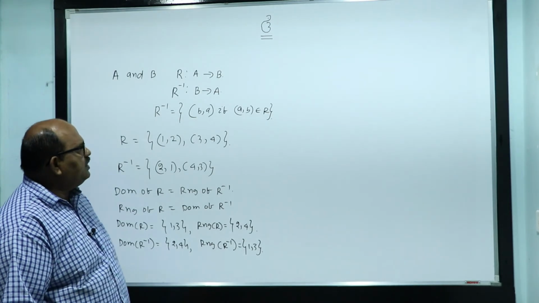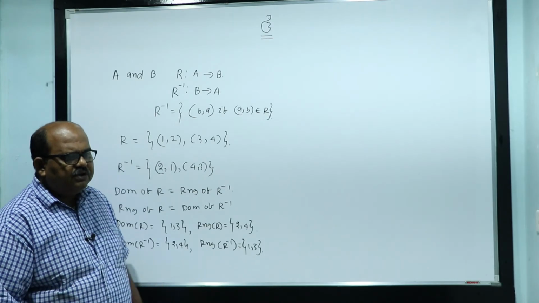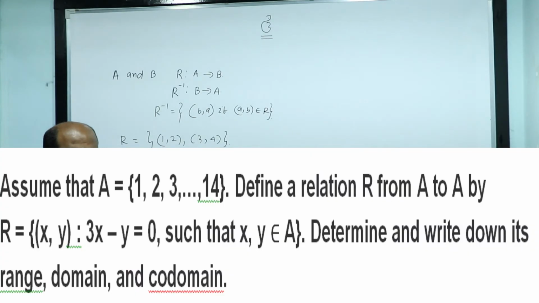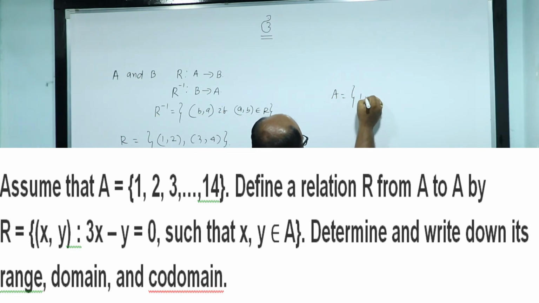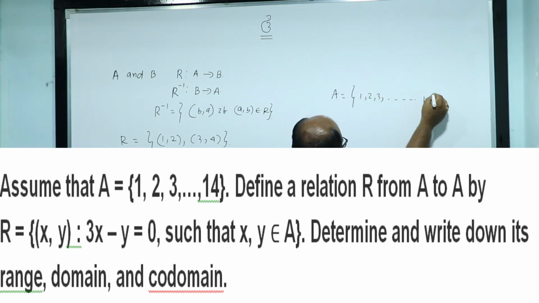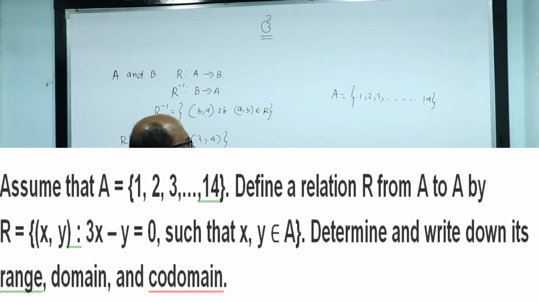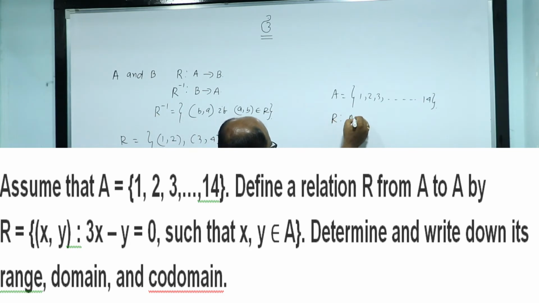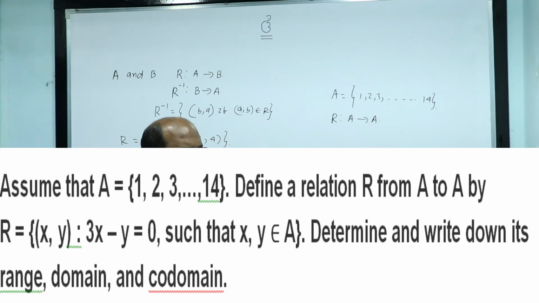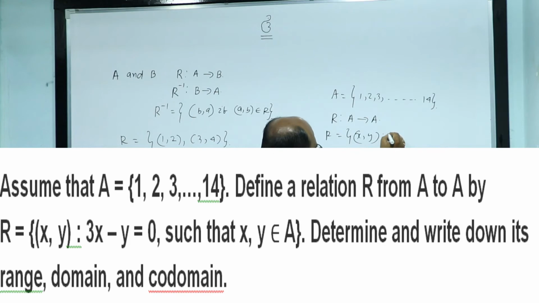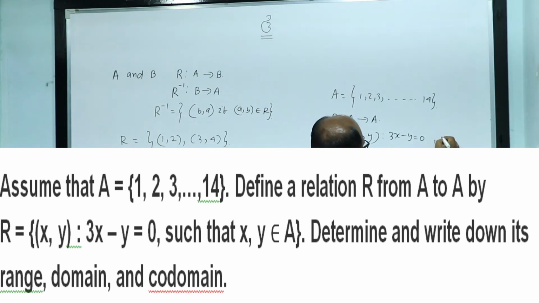Okay. Now we will discuss some questions based on these theories. Look at the first question. Assume that A is equal to {1, 2, 3, 14}. Define a relation from A to A given as R is equal to {(x, y)} such that 3x minus y is equal to 0, such that x, y both belong to A.